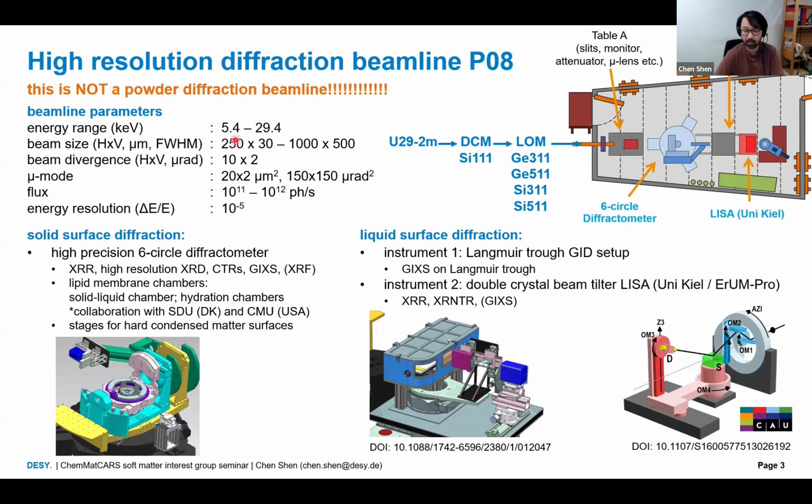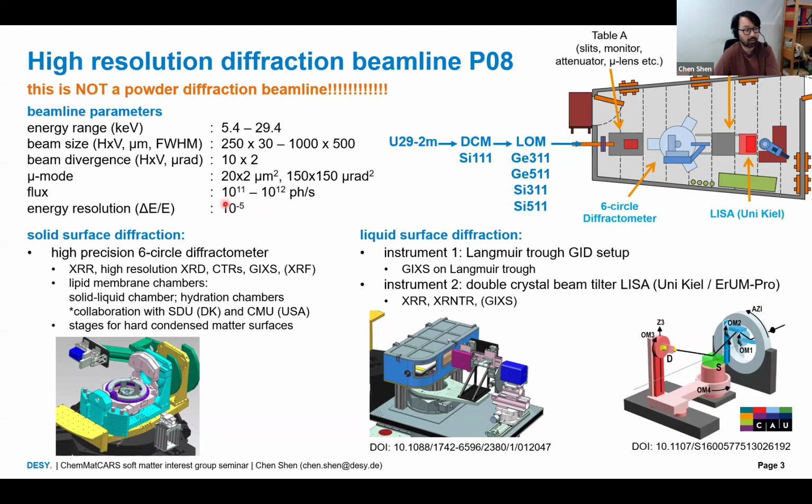Our beamline operates in the energy range between 5 and 29 keV, but usually we work at several chosen energies: 9 keV, 15, 18, and 25 keV. We have a very parallel beam with a very small energy spread. With the normal beam size between 30 micron and 500 micrometer, we have a very low divergence: 10 microradian in horizontal and 2 microradian in the vertical direction, with an energy resolution of 10^-5. That gives us a very high Q resolution that allows us to look into very small structure changes.